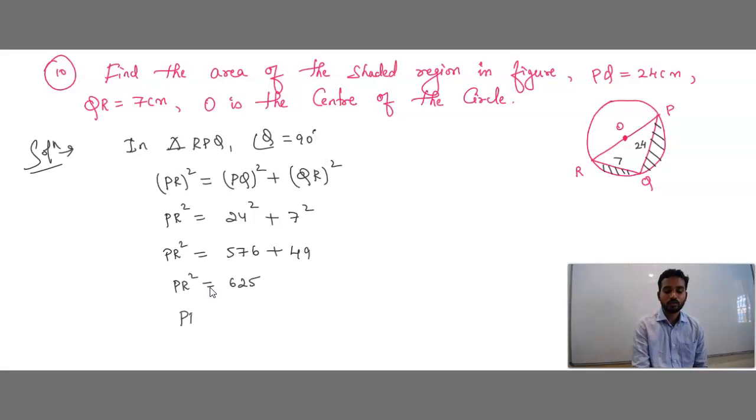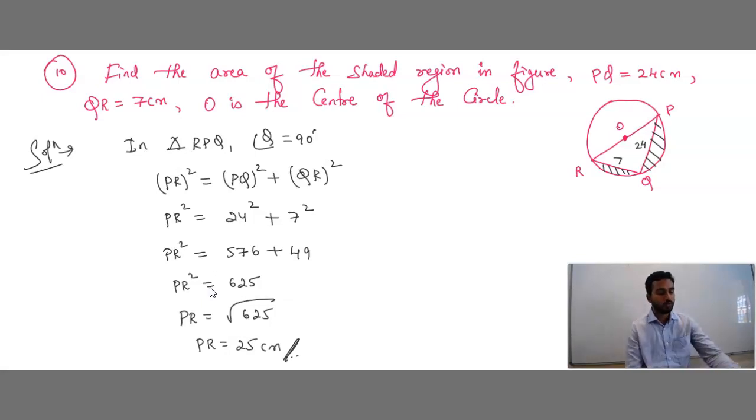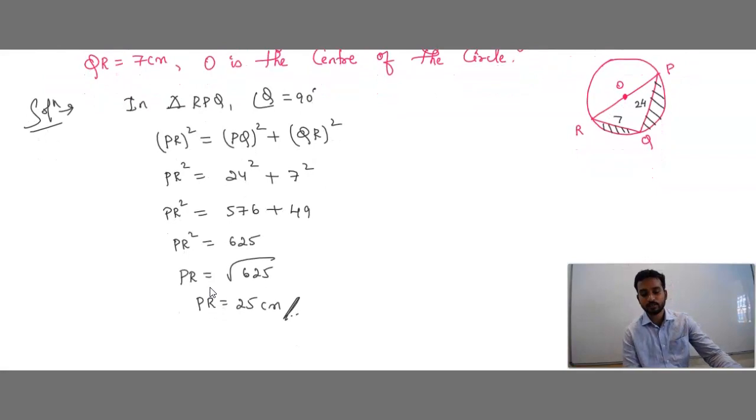625. So now what is PR? PR is equal to root of 625. So therefore PR is equal to 25 centimeters. Now we got to know the value of PR, right? Yeah.